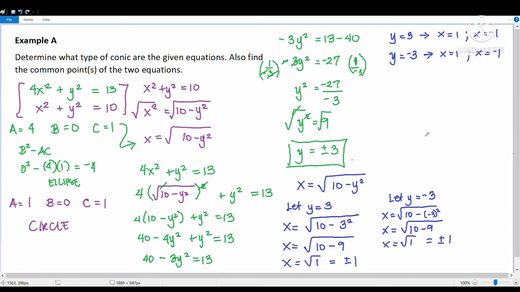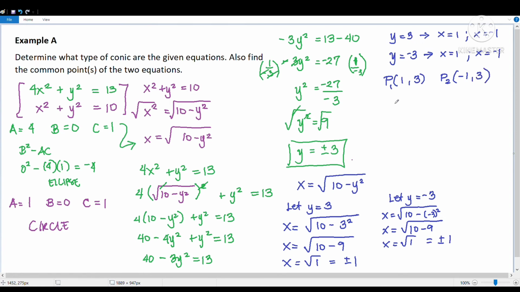What does this mean? Meaning we have four intersections, or four solutions, of this system. The first solution is if x is 1 here, we have positive. Point 1 is x is 1 and y is positive 3. Point 2 is that x is equal to negative 1 with y as positive 3.